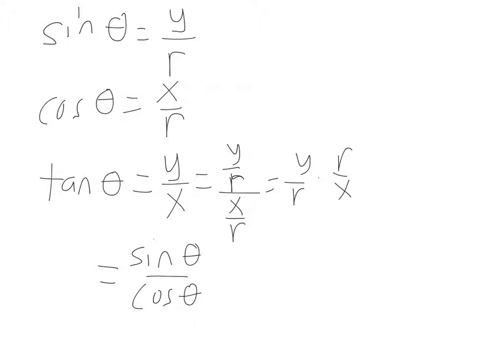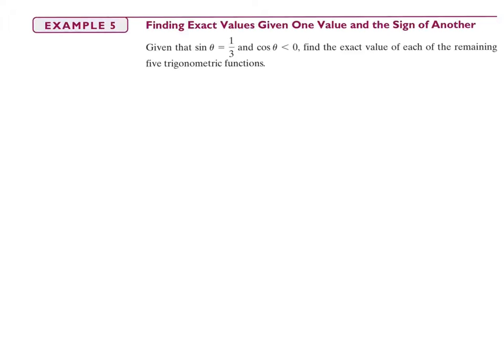Likewise, and the reason we get this is because if you have an angle here, you have the y value, the x value, the angle, and then the radius. Sine is just the opposite over the hypotenuse, so it's just y over r. Cosine is just the adjacent side, which is x, over r. And tangent is just y over x. Or if you want to work it out algebraically, it'd still be sine over cosine. So with that in mind, let's do the following example.